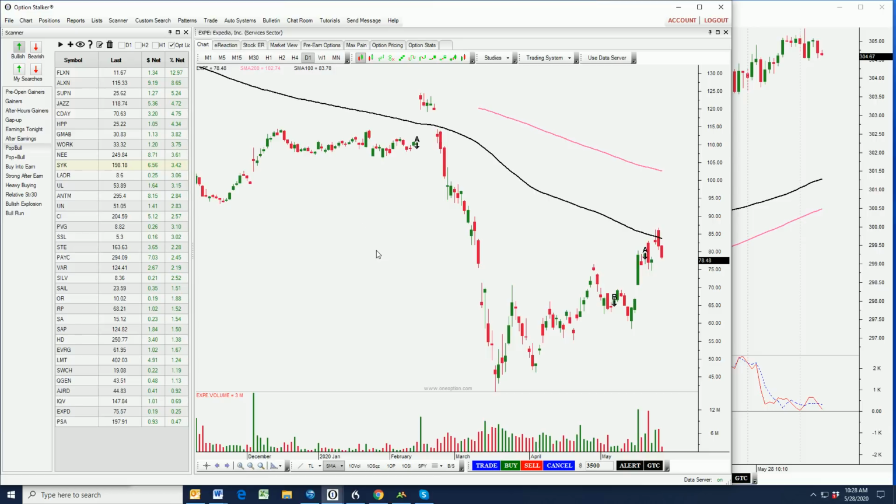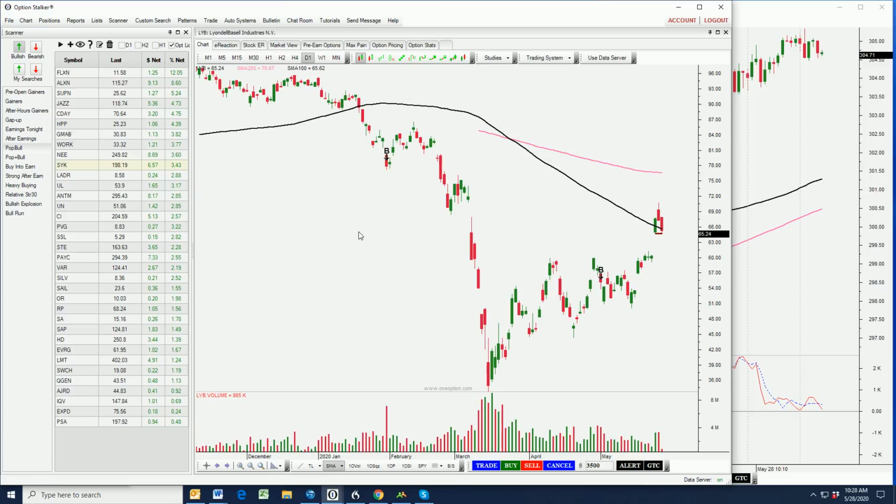EXPE, I'm short that. Making a little bit of money on that. You can see how it checked that 100-day moving average and backed off right away. LYB, I'm short that. And you can see here how it's getting below that 100-day moving average. It gapped higher, and now it's able to give back those gains below the 100-day moving average. If it breaks below this support, the open from Tuesday, we've got a good chance to see it fill in that gap. I think that stock also wants to go lower.